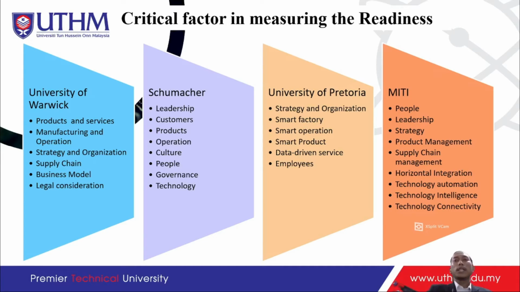For MITI, they have divided it into three shift factors, which are people, process, and technology. Below are the sub critical factors from people, process, and technology. For people, that is leadership and strategy. For the process, product management, supply chain management, and horizontal integration. For the technology, technology automation, technology integration, intelligence, and technology connectivity.